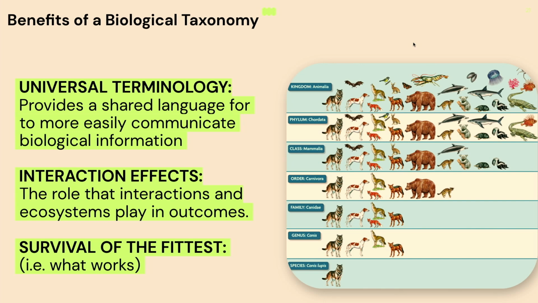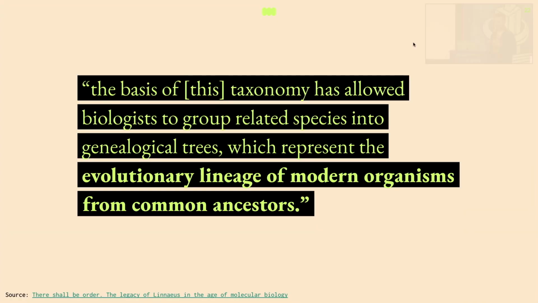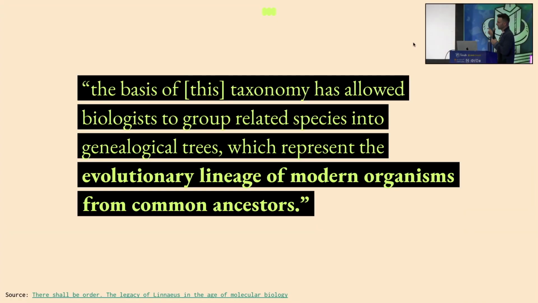And so there's a universal terminology. There's the ability to study the interaction between species and ecosystems and all this. And then obviously you can track survival of the fittest, all of which is very similar to what we're trying to do with token models. I just want to highlight that one of the biggest elements of this is that we can better understand the evolutionary lineage of projects over time.